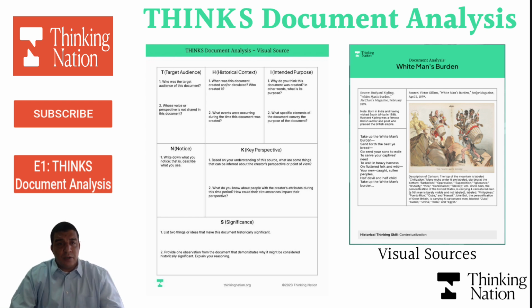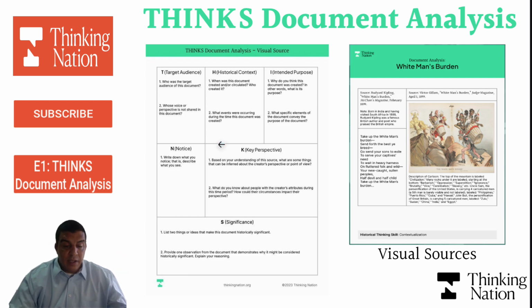As a history teacher, I would print these Thinks sheets, and I used the interactive notebook. I wasn't using computers as much as teachers are now, but I was using the interactive notebook. I would paste this into their interactive notebook, and every week I would give them a new document, maybe the Gettysburg Address, this document, the White Man's Burden, and I would say, guys, I want you to please look at your Thinks document analysis for primary sources.